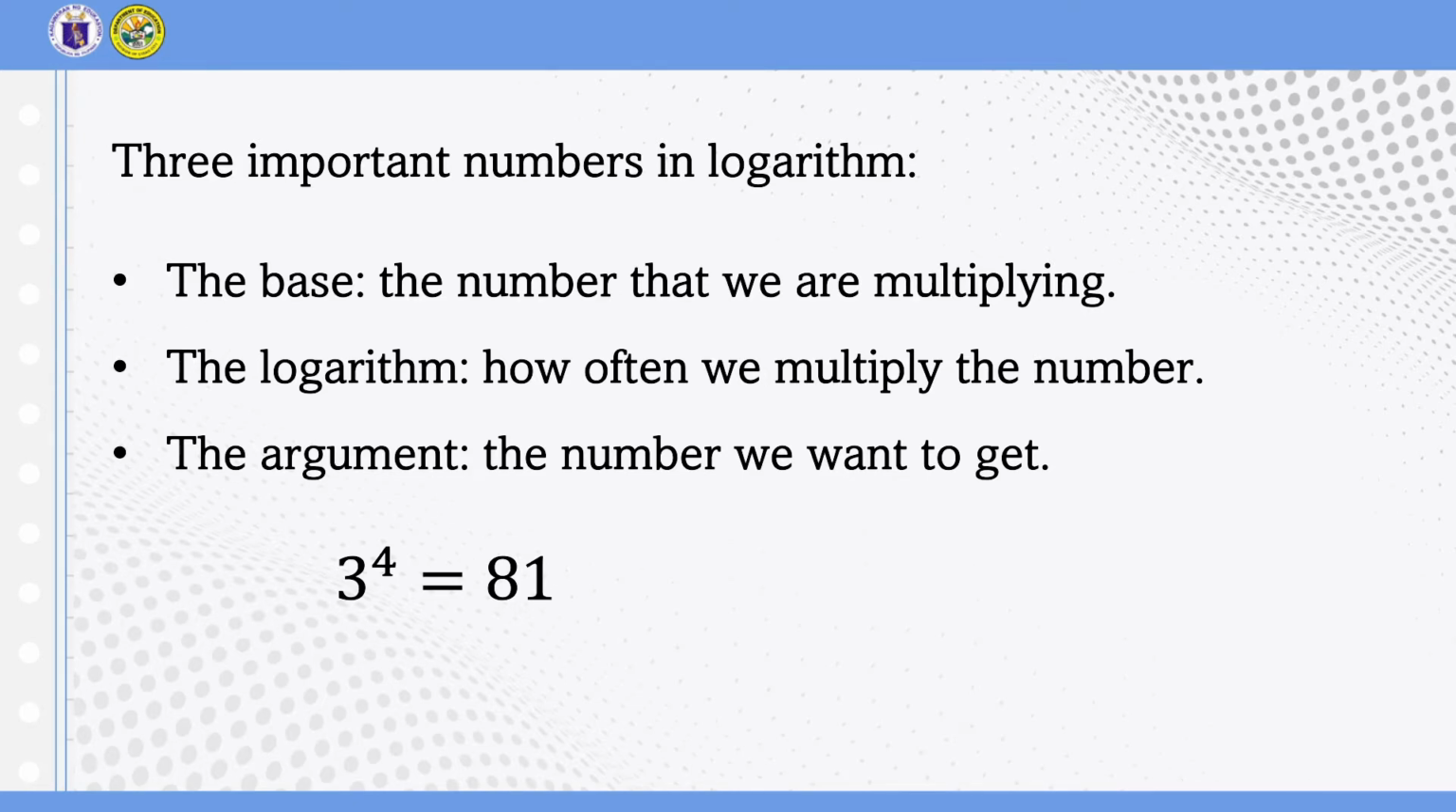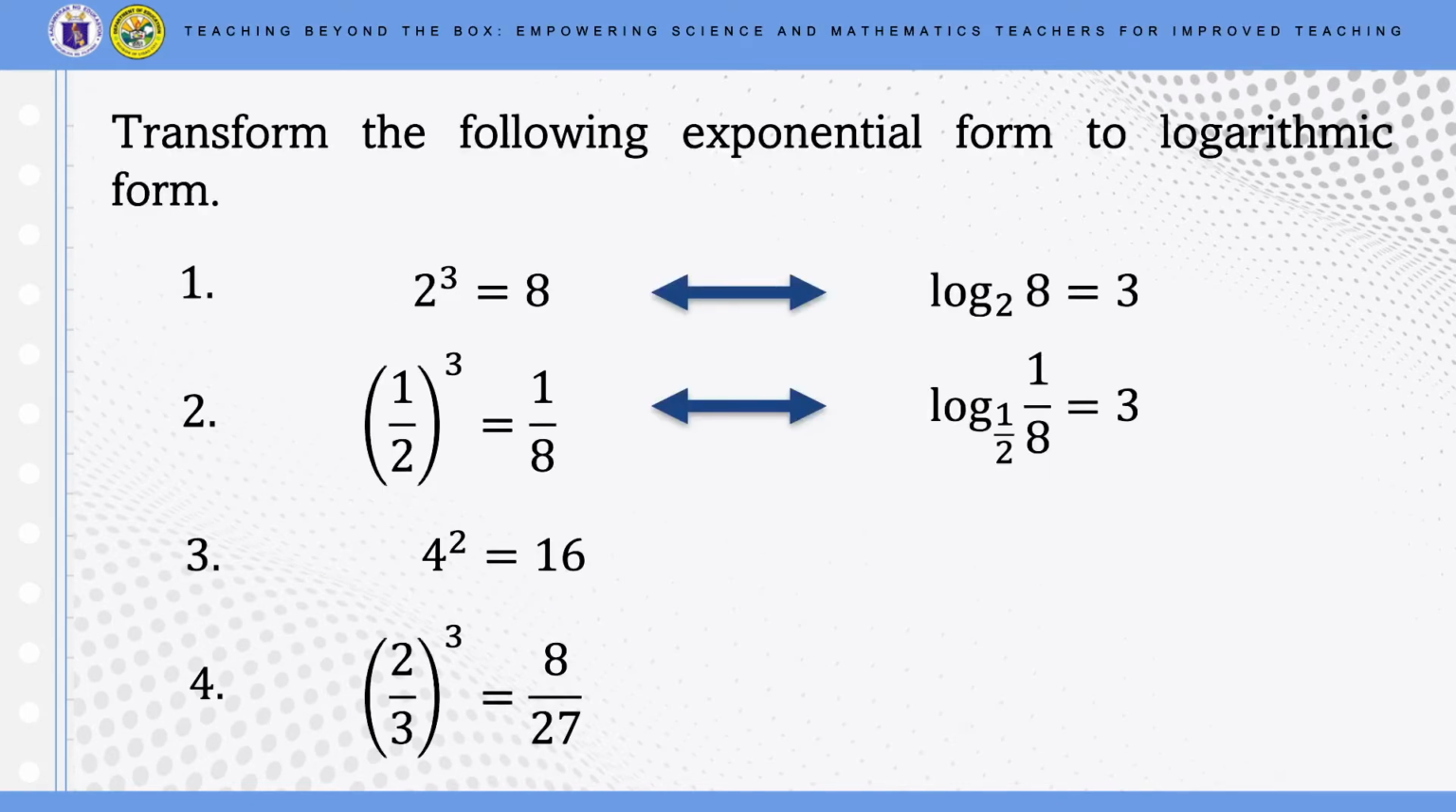Let us check. For number 1, the equivalent logarithmic form is the logarithm of 8 base 2 equals 3. For number 2, the logarithm of 1/8 base 1/2 equals 3. For number 3, the logarithm of 16 base 4 equals 2. And lastly, number 4, the logarithm of 8/27 base 2/3 equals 3.